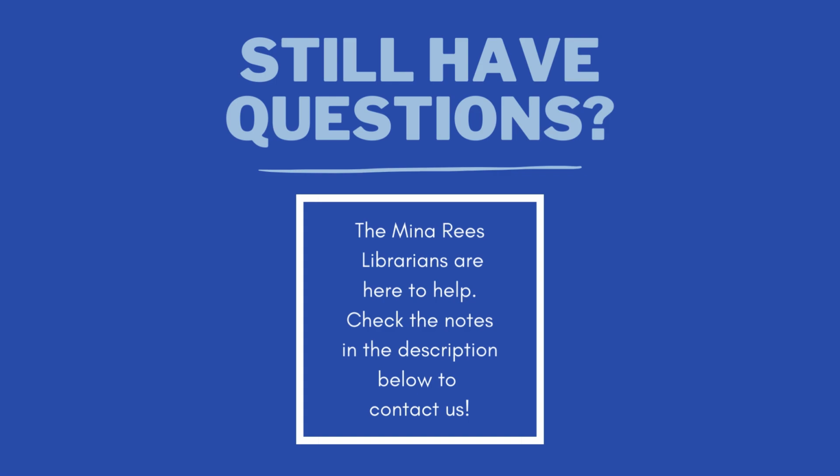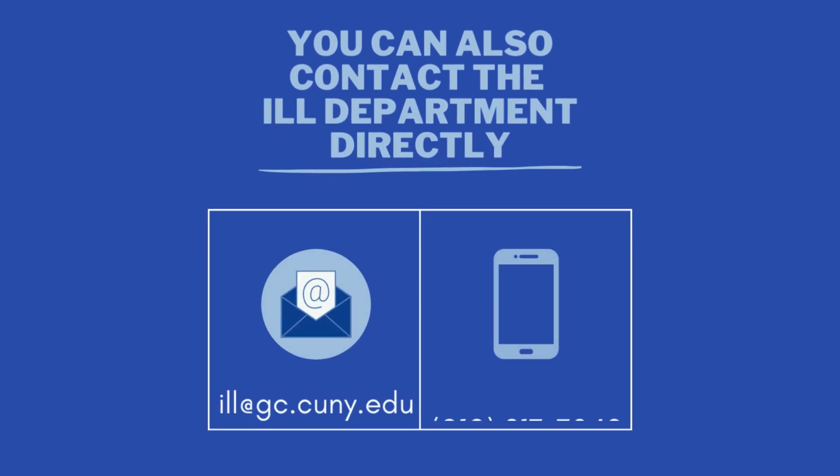We hope this information was of use, but if you still have questions, the GC librarians are always here to help. Check the description notes to contact us. Contact the Interlibrary Loan Department directly at ill@gc.cuny.edu or by phone at 212-817-7049.